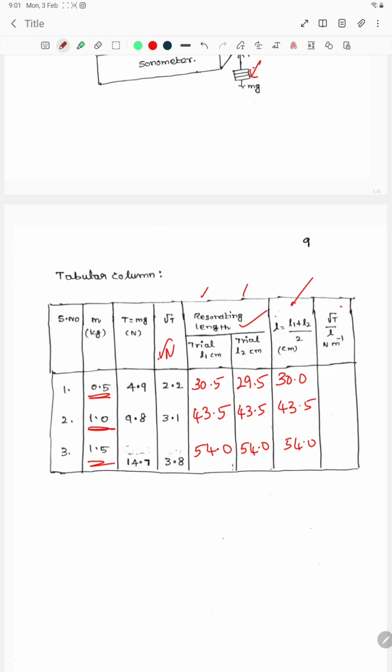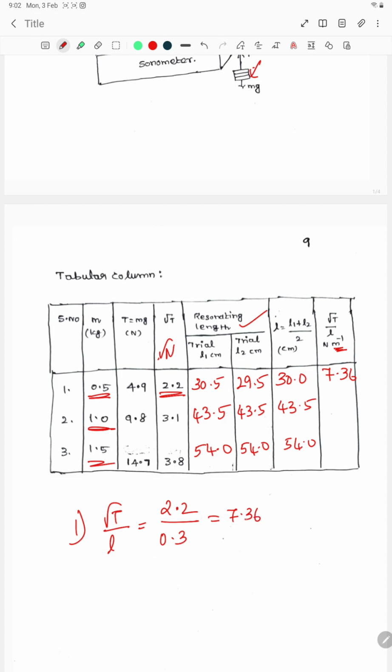After that you have to calculate the root T by L value. So what is the root T value? Root T value is 2.2. And here you can see the unit used is meter, that is the SI unit, but here we have got it in centimeter. So you will divide by 100. So 30 divided by 100 will be 0.3. So 2.2 divided by 0.3. So the first reading for root T by L is 2.2 divided by 0.3, which is equal to 7.36.